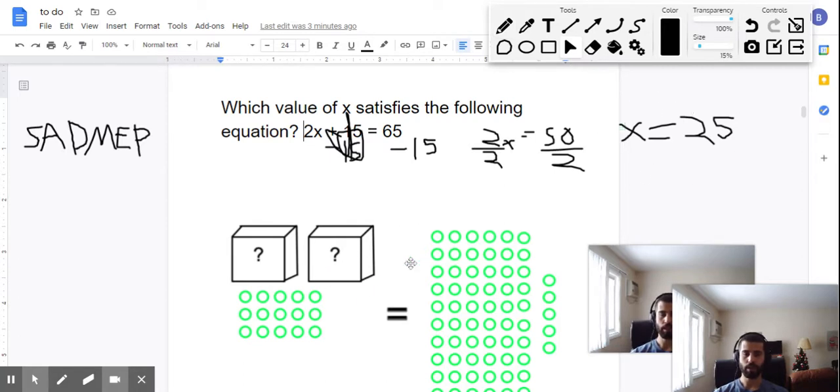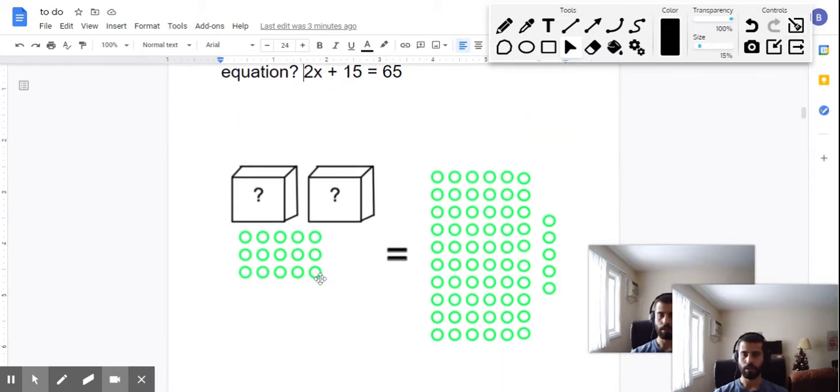But for those of you who like to visualize things, and I think this is really helpful in math, let's look at the picture. So we have 2 mystery boxes. That's the 2x plus 15 positive circles. And that makes 65 positive circles. Lots of circles here, so they are going to be really sloppy when I draw them. Just a warning.